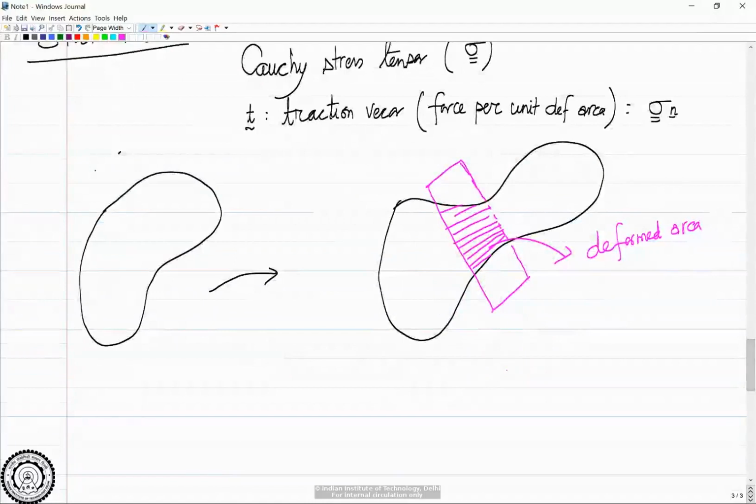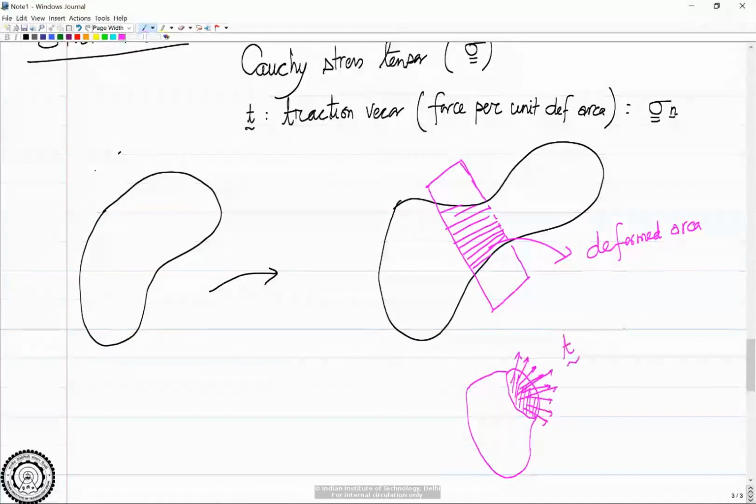So when I take one part of this body right here, this is how the section will look. And on this section, the other part of the body is applying force, which is distributed all over this section. And this is called traction T. You can see it is varying from point to point on this section. So T is not just a function of point, but also a function of the plane normal. And it is equal to the stress tensor sigma at a point X multiplied by the normal to the plane N.